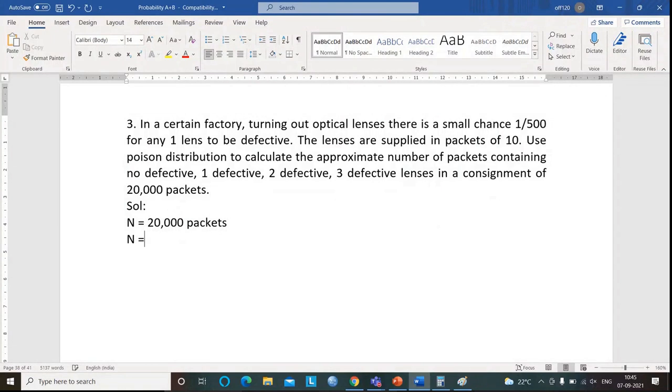which is given to us. Now n, small n, that means each packet is consisting of how many lenses? Sample number of lenses is equal to 10 in each packet. Now, what is the proportion of getting a defective lens? That means probability of getting a success for us, right? So P is equal to 1 by 500 is given to us.